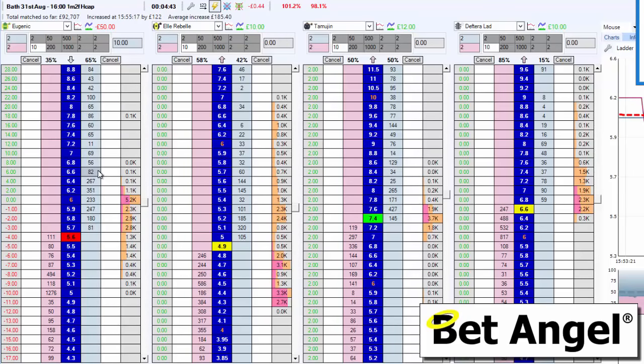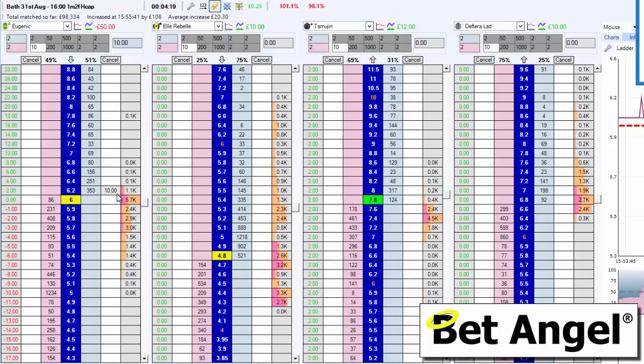So you can see here, a little bit of money has come for the favorite here. Now you could close this position out for a 3-tick loss here, or you just say, well, I'm pretty confident that the price is going to come back to 6.2 and it will get matched at that particular point within the market. But the thing you shouldn't do is start running around chasing prices left, right and center.